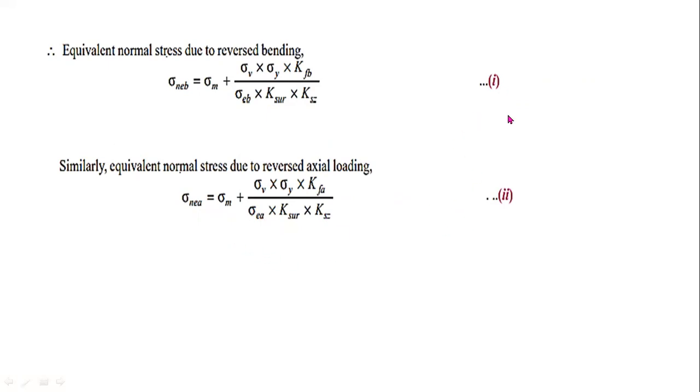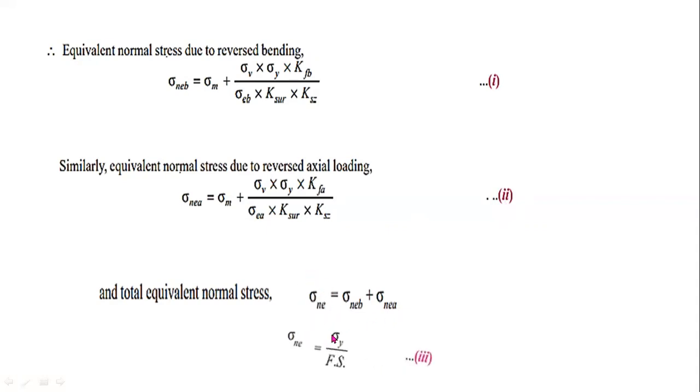Now, by adding these two equations, you can get the value of total equivalent normal stress. Sigma NE equal to sigma NEB plus sigma NEA. This is the total equivalent normal stress, where sigma NE equal to sigma Y by Fs. Sigma Y by Fs is called maximum principal stress.